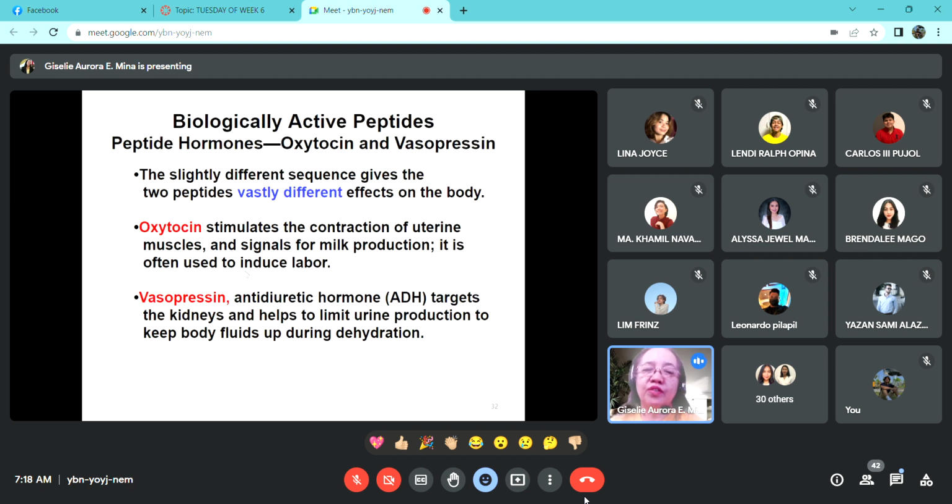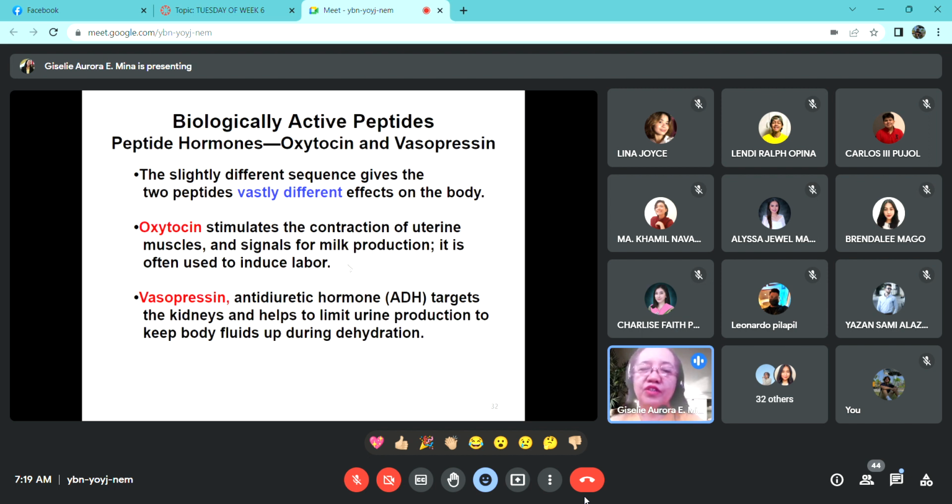So number one, oxytocin stimulates the contraction of uterine muscles and signals for milk production. This is the hormone that stimulates the production of milk during lactation. This peptide hormone also stimulates the contraction of the uterine muscles during the terminal stage of pregnancy, during labor or to induce labor. So pregnant women have high concentration of oxytocin. Lactating mothers also have high concentration of oxytocin.